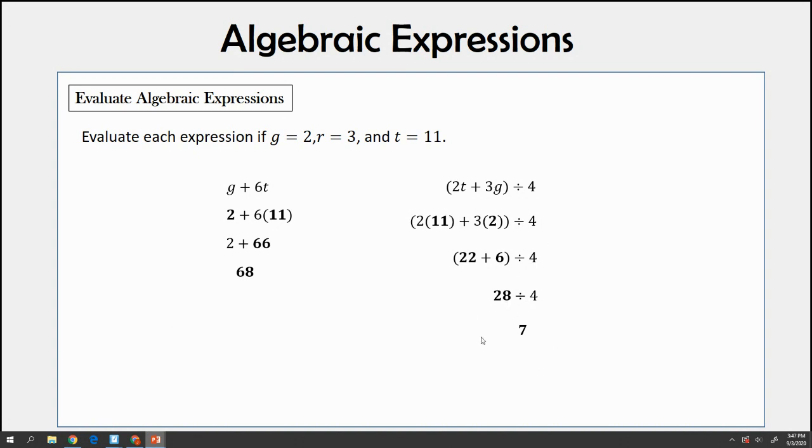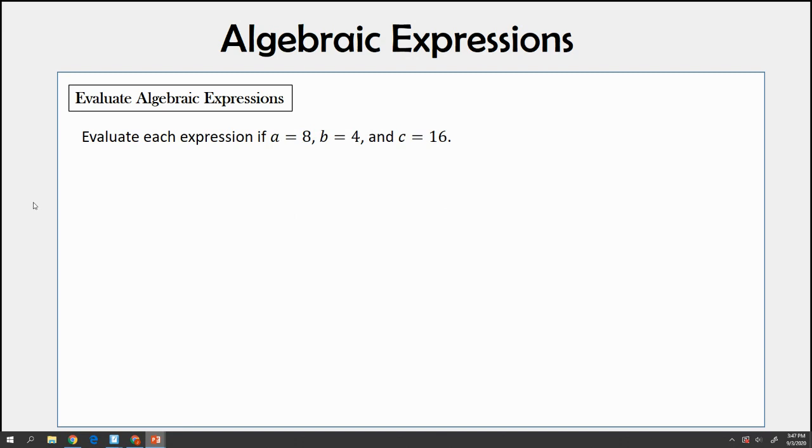This should be the work though. Substitute, follow order of operations, do the work right down the page. Let's take another look at some of these. Now we're going to throw in some exponents, make it a little bit more challenging.